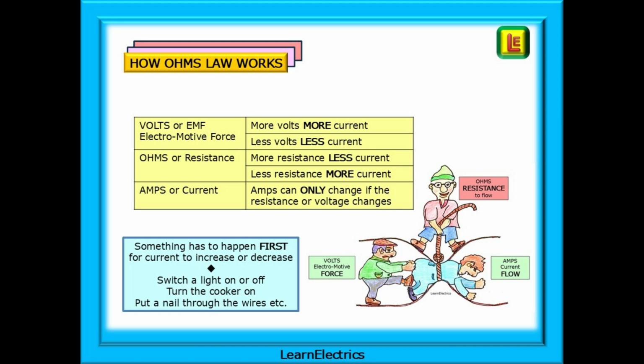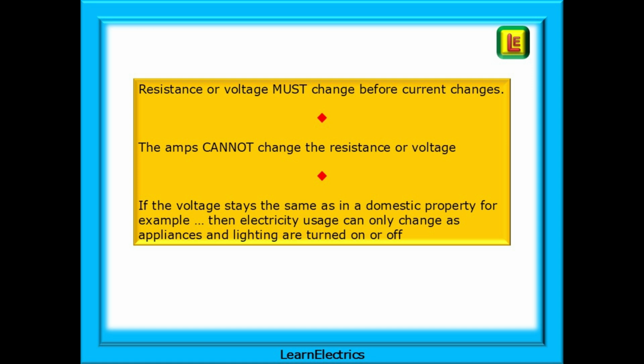Something has to happen first for the current to increase or decrease. Switch a light on or off, turn the cooker on, put a nail through the wires and cause a short, etc. To sum up, resistance or voltage must change before current changes. The amps cannot change the resistance or voltage. If the voltage stays the same, as in a domestic property for example, then electricity usage can only change as appliances and lighting, which are resistances, are turned on or off.